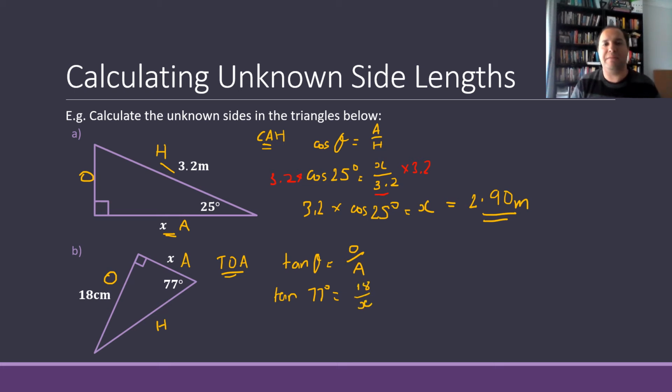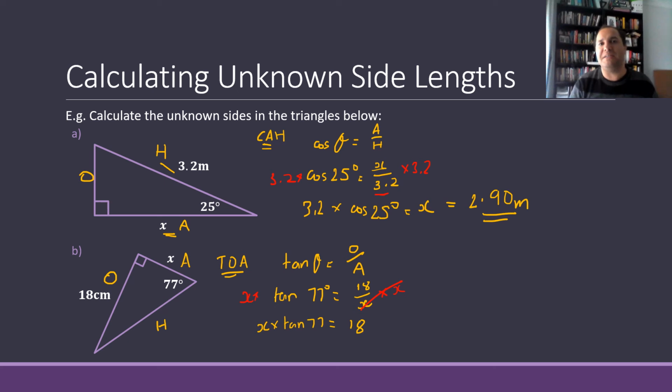Now, this one here looks a little bit different to the first one because x is in our denominator now, not our numerator like it was in the first example. So what we're going to do is still the same thing. We're still going to multiply both sides by the denominator. So multiply both sides by x. So those x's there cancel each other out. So x times tan 77 equals 18.